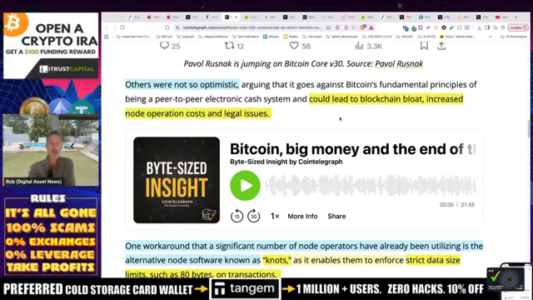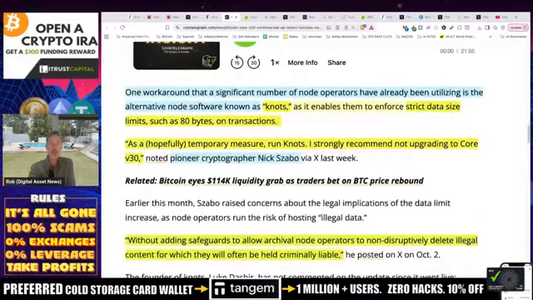This has increased node operation costs and, of course, legal issues. And the one workaround that a significant number of node operators have already begun utilizing is Knots. It enables them to enforce strict data size limits, such as 80 bytes on transactions, and you can't go all the way up to 10,000, just 80 or nothing. Essentially, it's you and Bitcoin and transactions, and that's all, no DeFi. As a hopefully temporary measure, run Knots.